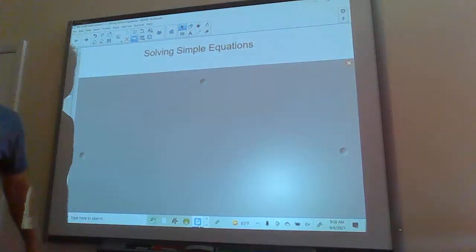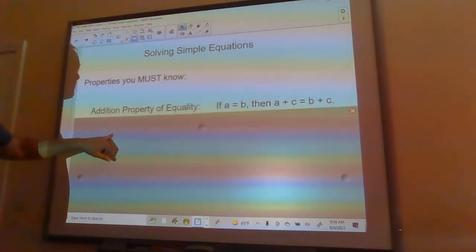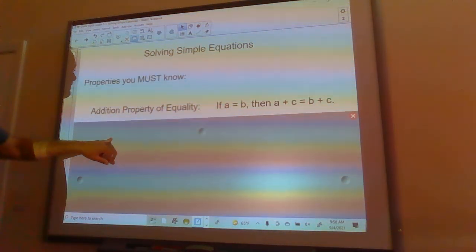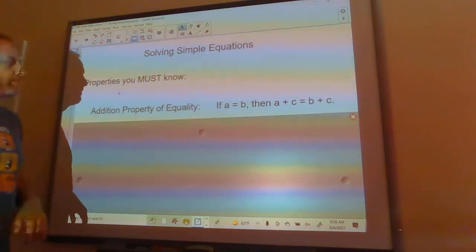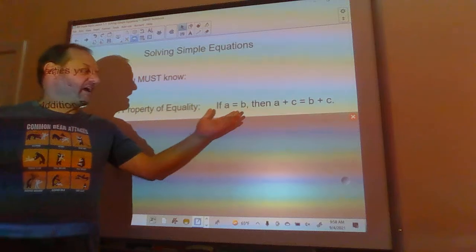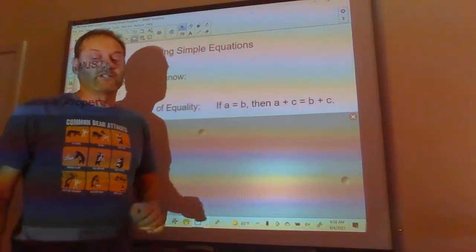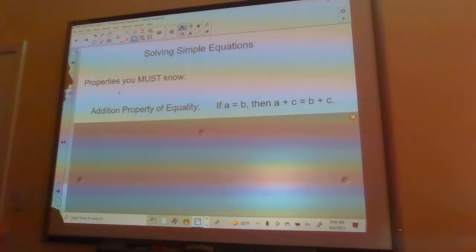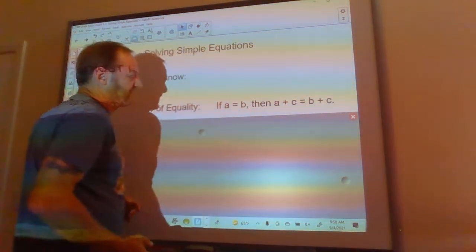Good morning, everybody. Today we're going to talk about solving simple equations. So, you need to know some properties. You should know these already, but we'll go back and review them. The addition property of equality says if A is equal to B, then A plus C is equal to B plus C. So if I have two numbers that are the same and I add the same number to both sides of this, it stays the same.